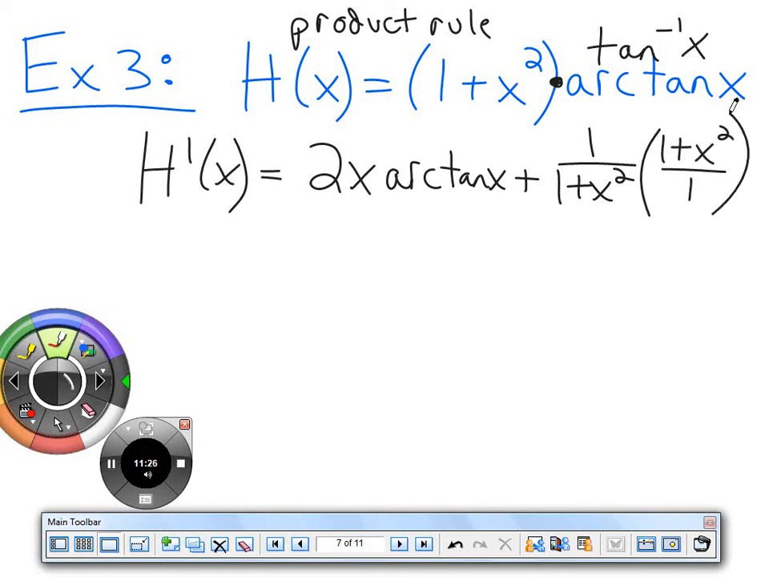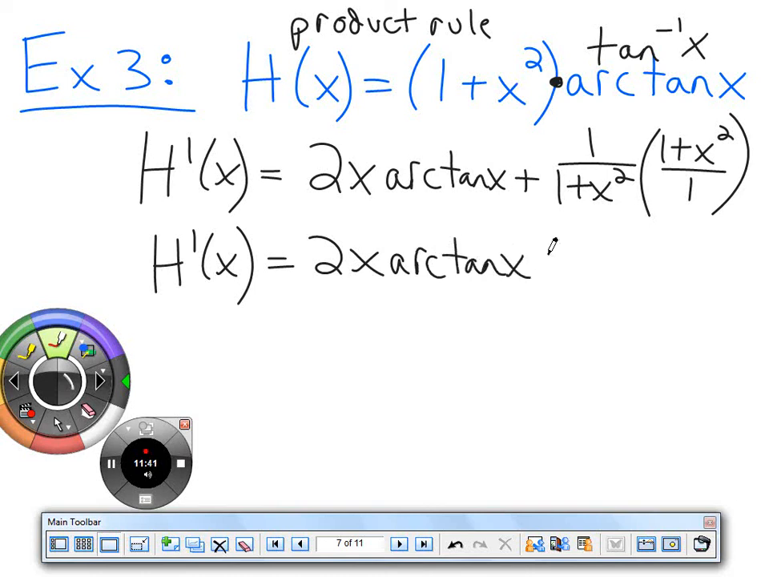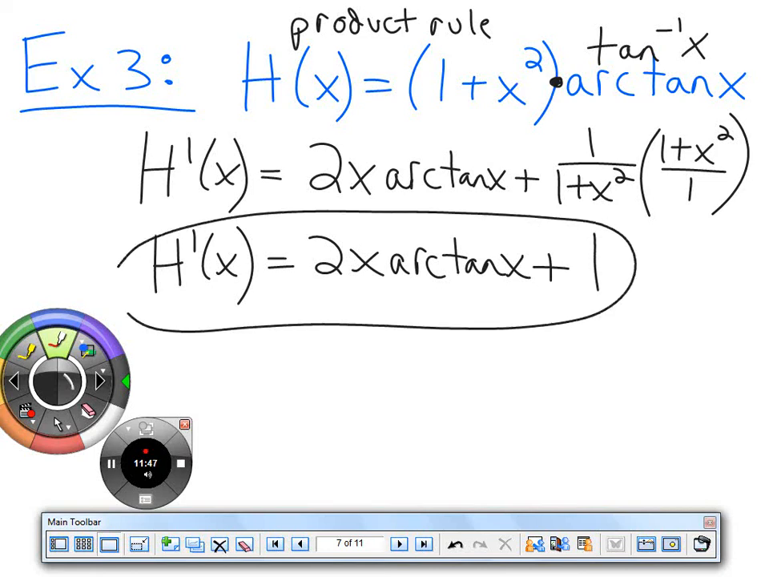And then this simplifies a little bit, so h prime of x equals 2x arctangent x, and then plus, those would cancel out, so plus 1. So that would be our final there. Okay? So that's really how it works with all these. Whatever they say the derivative is, you just apply it.